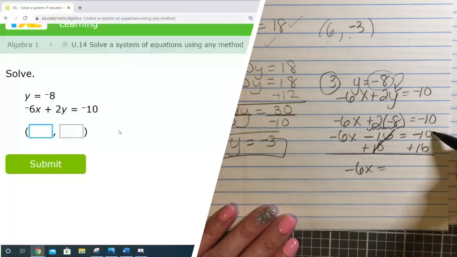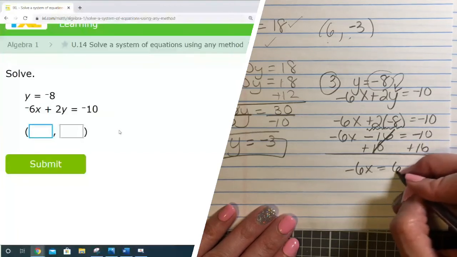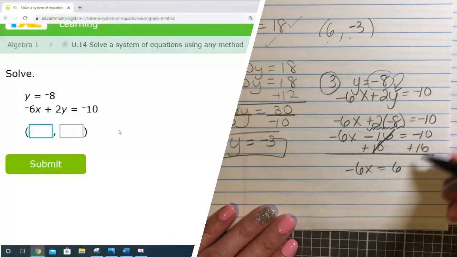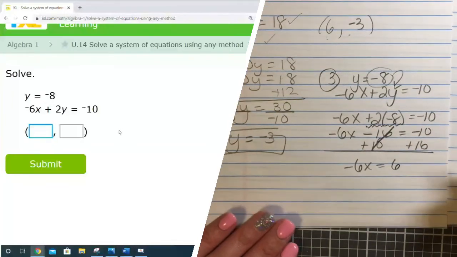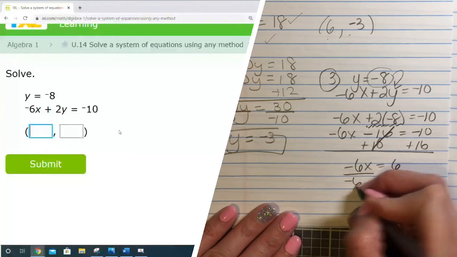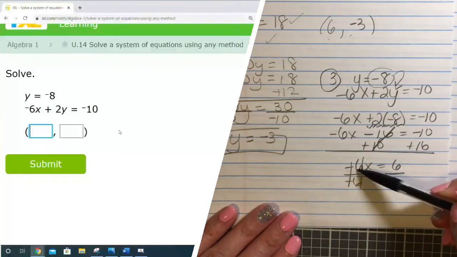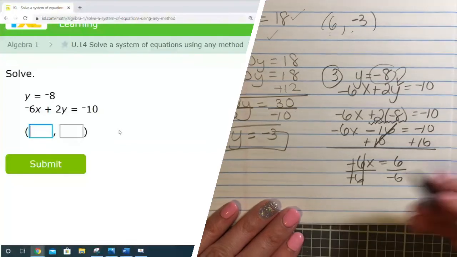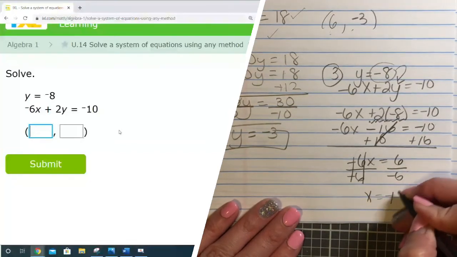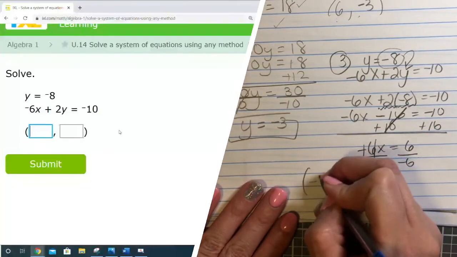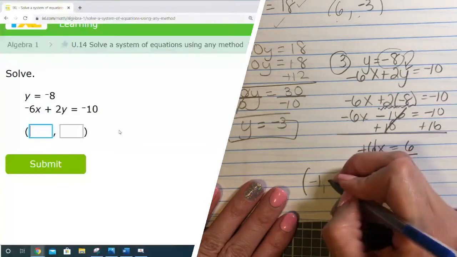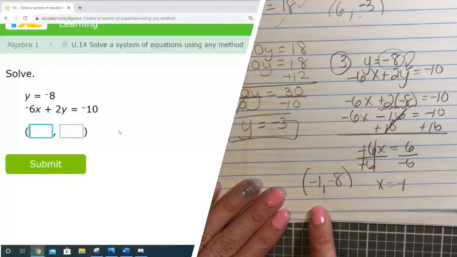So here, again, since they're opposite signs, you're going to go ahead and subtract these two. Use your calculator. Negative 10 plus 16 is 6, and then we're going to divide by negative 6. Again, making sure we drop down that negative with the 6 and it divides away with it. We get x is negative 1. Again, they told us that y was negative 8. So that's what we're thinking our answer is.